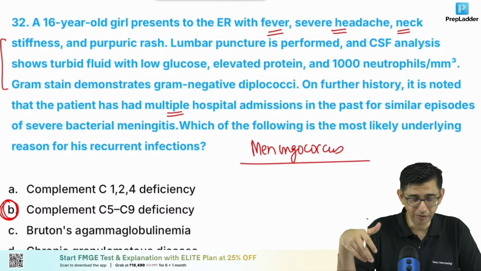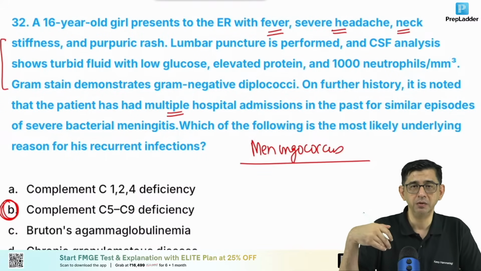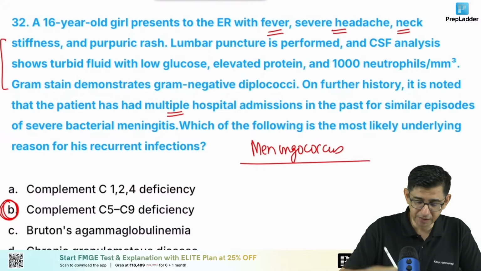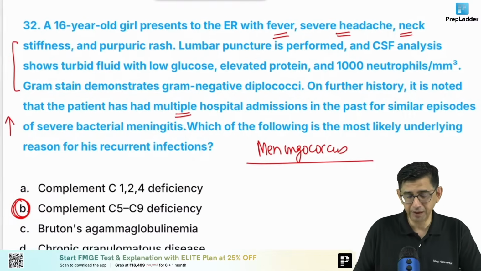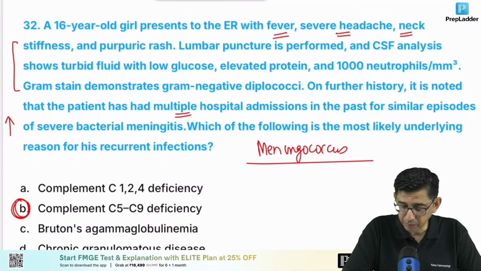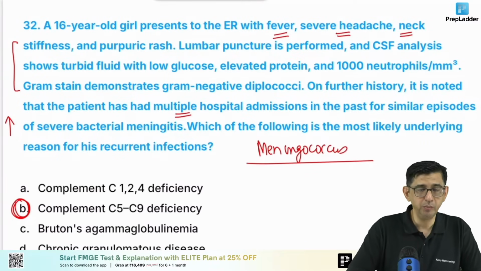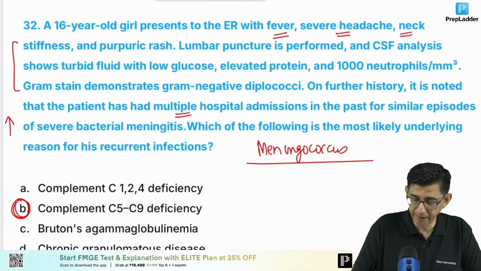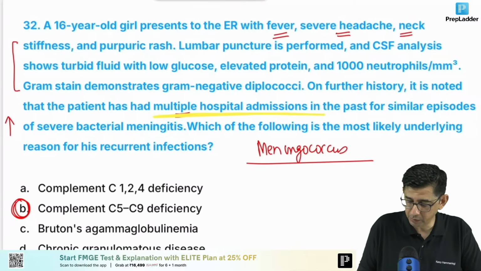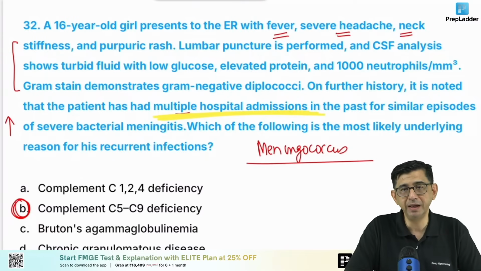So when you get a 4-5 liner MCQ, do try to read the last 2 lines, and you obviously have to read from top to bottom only. But while reading fast, you need to get a habit of picking up a couple of lines, because here the most important thing was what I have highlighted, and I'll do highlighting once again: multiple hospital admissions in the past for bacterial meningitis. If I catch that line right at the word go, I can save 30 seconds of my time.